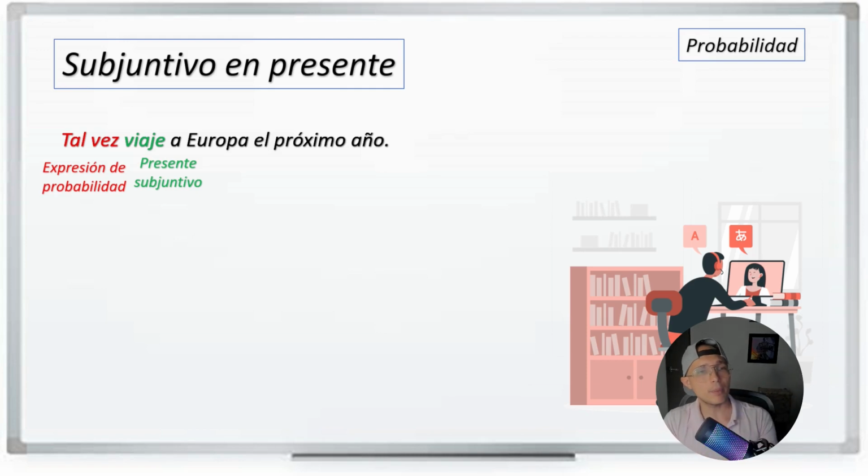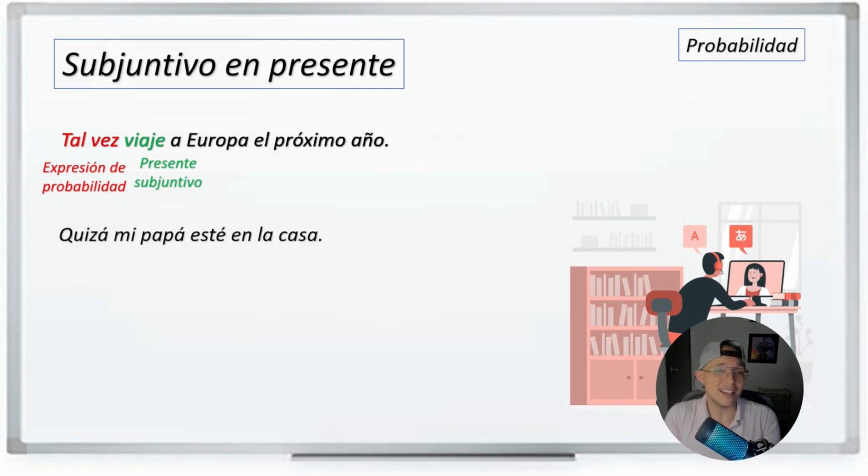Now let's go with example number 2. Quizá mi papá esté en la casa. Let's repeat that one more time. Quizá mi papá esté en la casa. So, perhaps my dad is at home. The word quizá is exactly the same as the word tal vez, okay? They both mean maybe, they both mean may. So it says my dad may be at home, or perhaps my dad is at home.